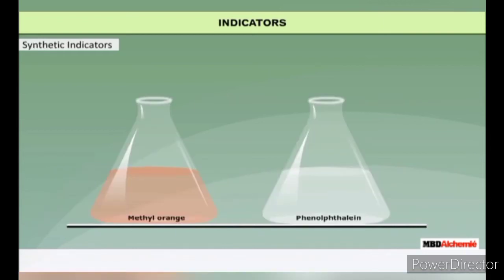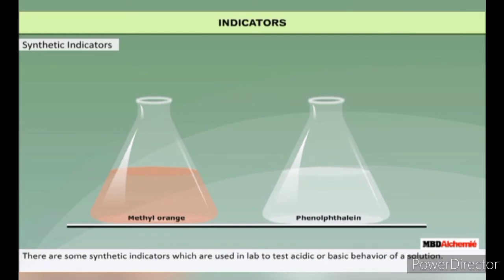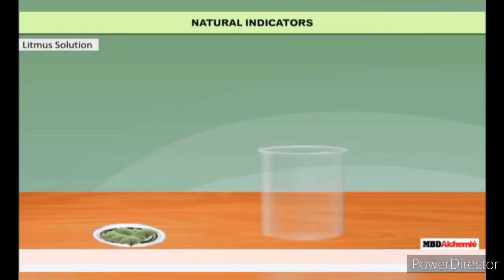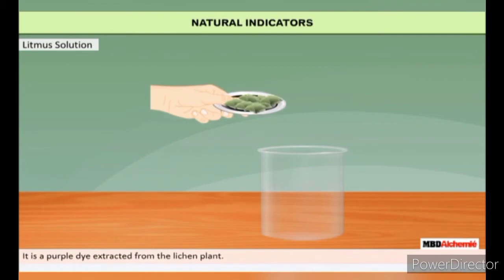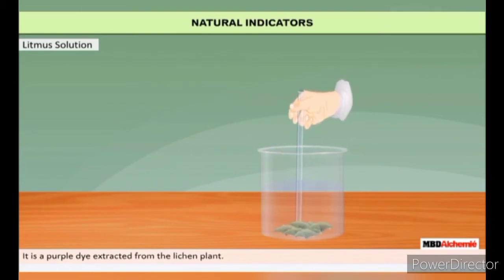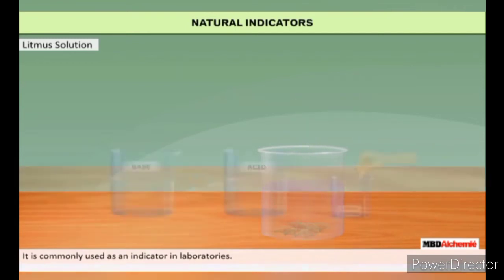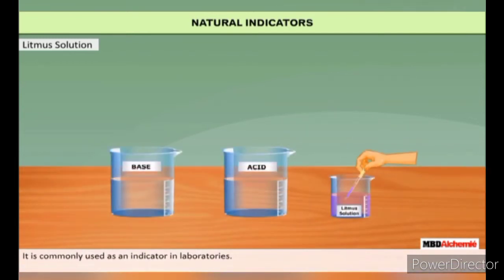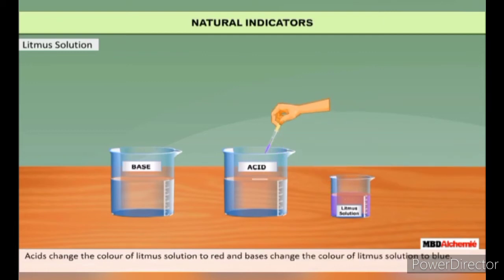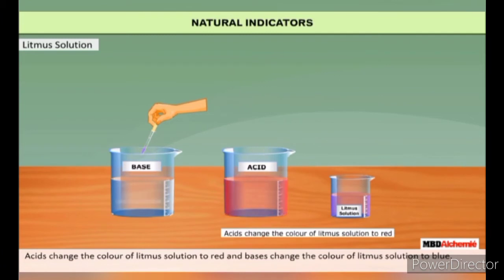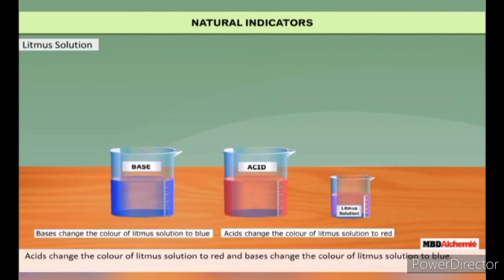Synthetic indicators. There are some synthetic indicators which are used in lab to test acidic or basic behavior of a solution. Litmus solution. It is a purple dye extracted from the lichen plant. It is commonly used as an indicator in laboratories. If you add litmus solution to the acids, it changes to red, and to bases, it changes to blue in color.